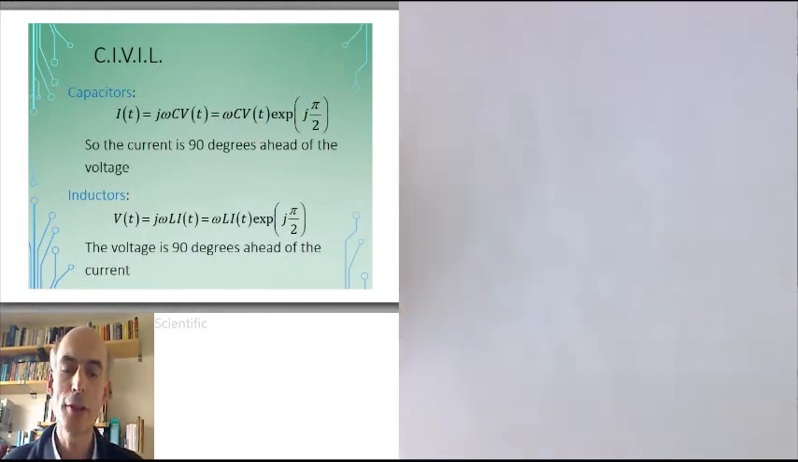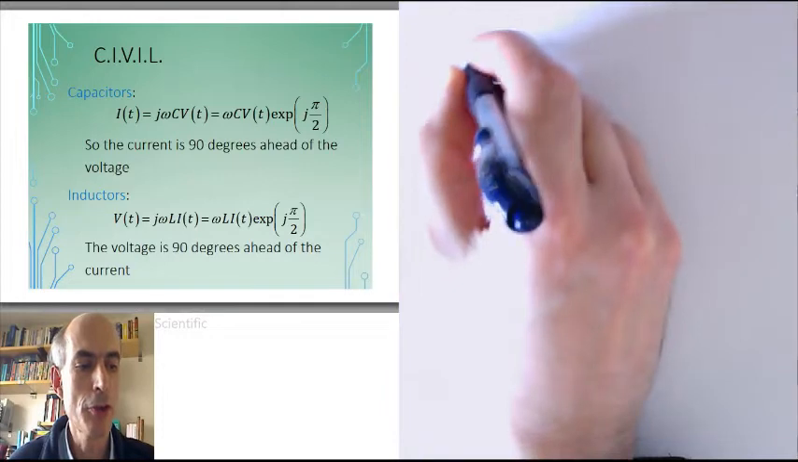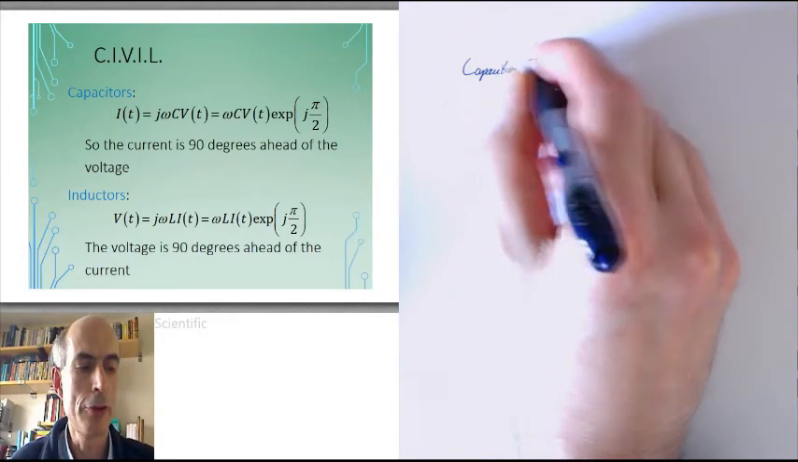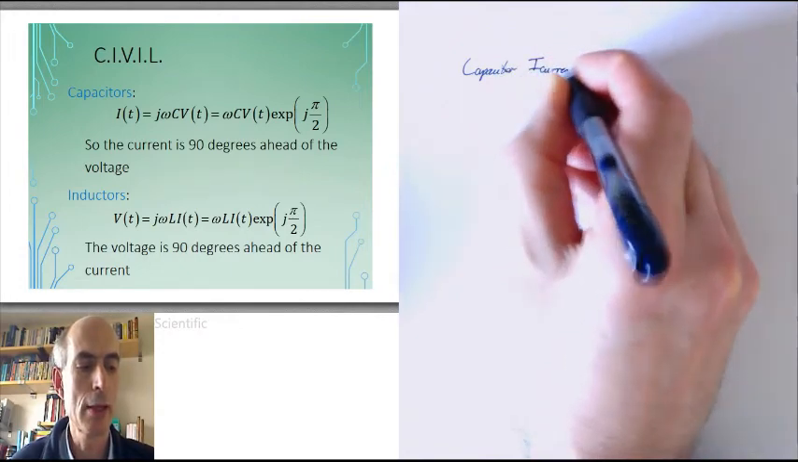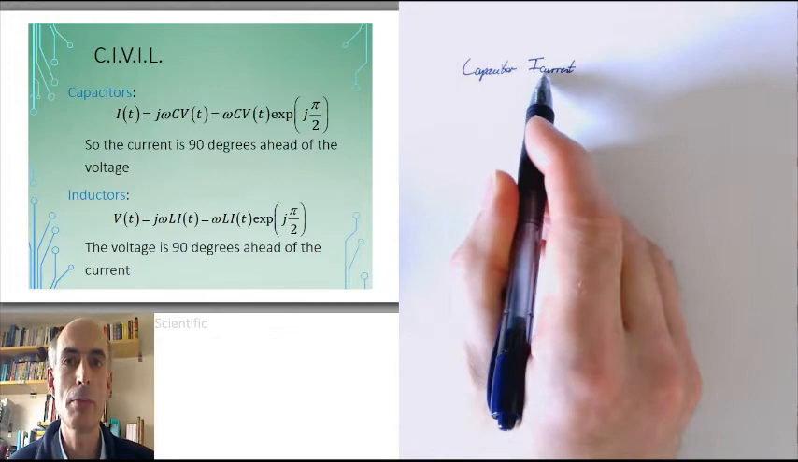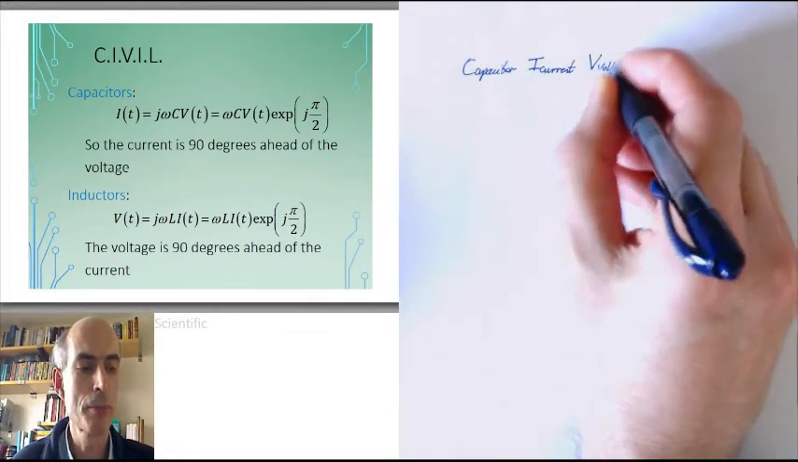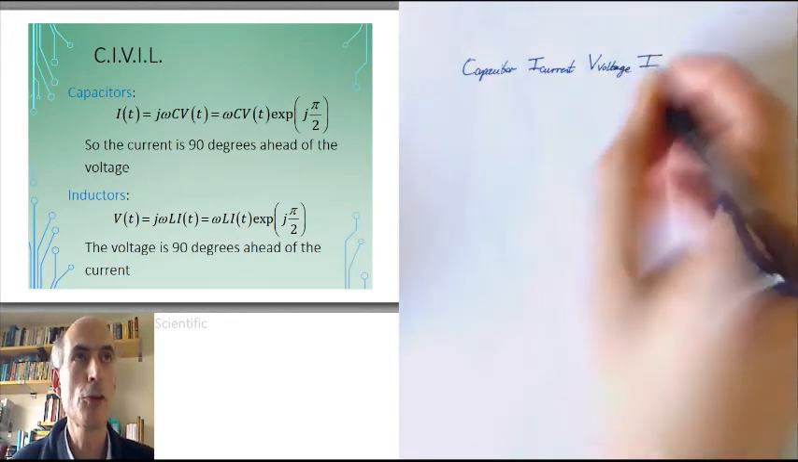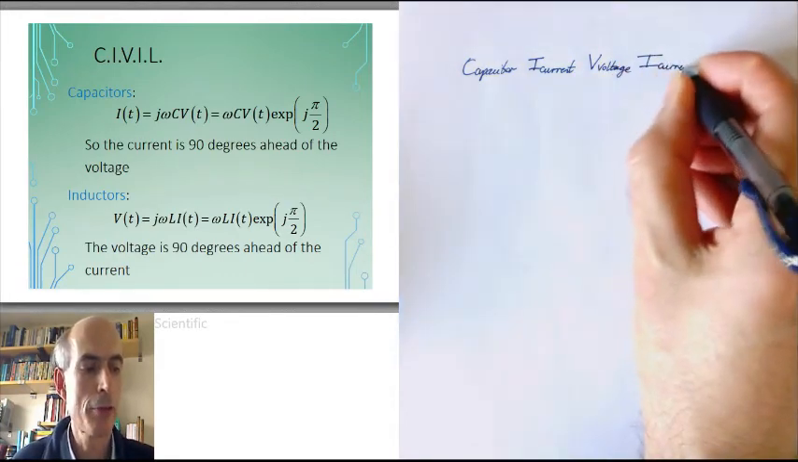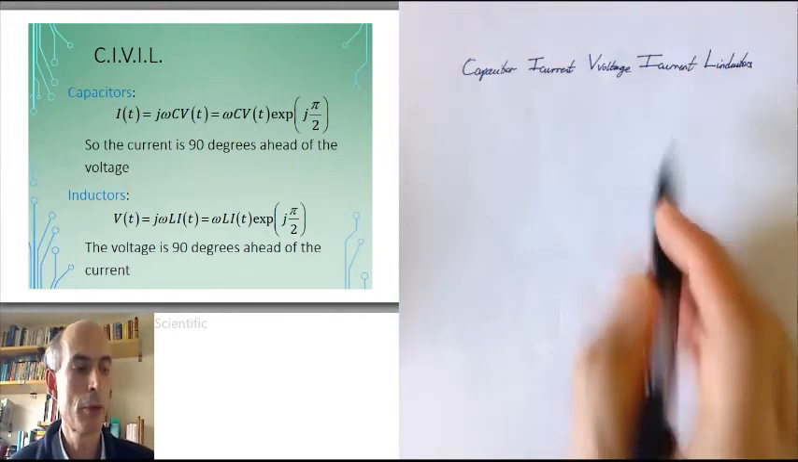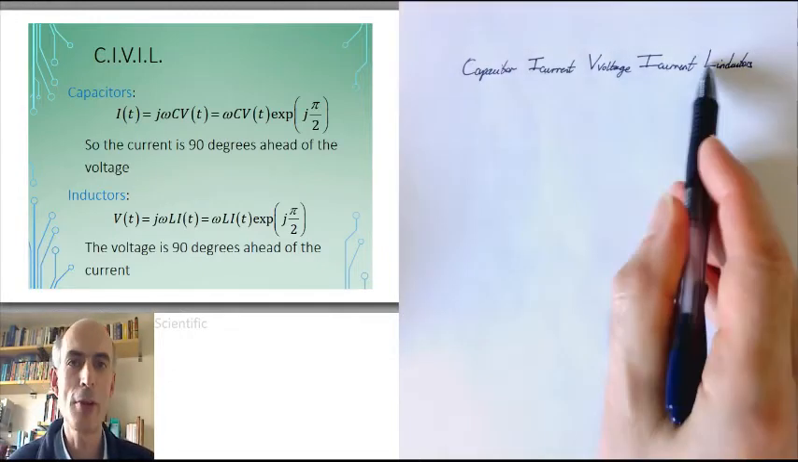At this point, I'd like to introduce you to a useful mnemonic, the acronym CIVIL. The C stands for capacitors. The I stands for current, because we usually use I as a symbol for current. We can't use C because that would be confusing with capacitors. The V does stand for voltage. The second I also stands for current. And the final L stands for inductors. We can't use I because we're using I for current, so we use L for inductors.